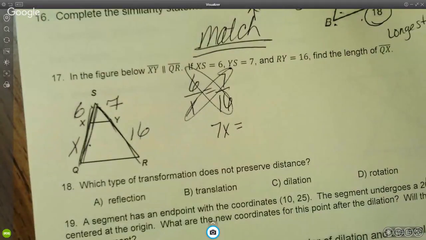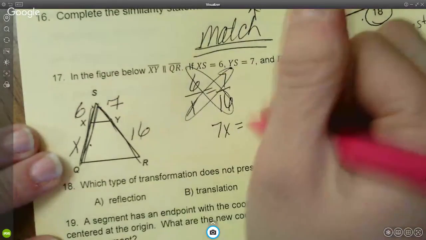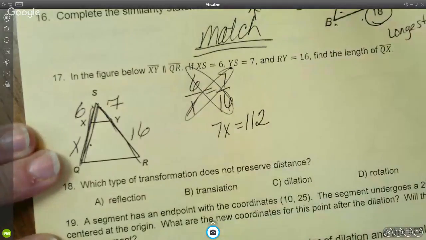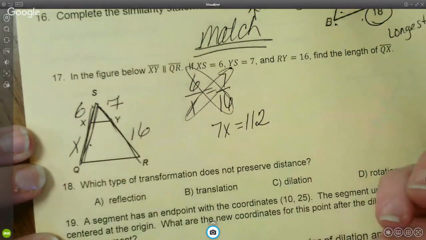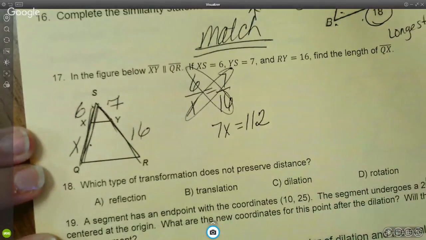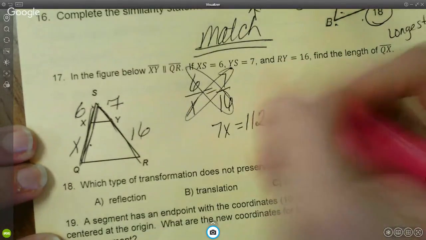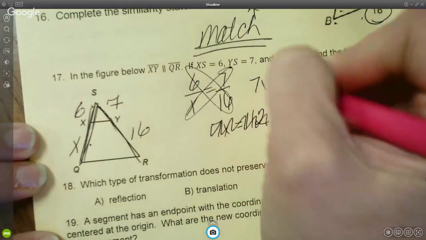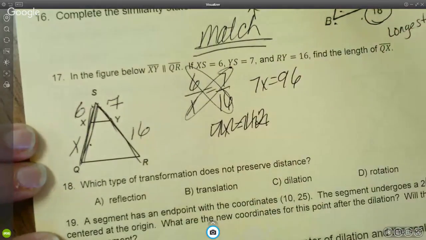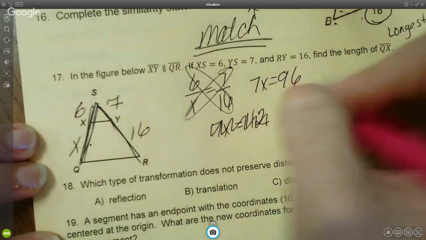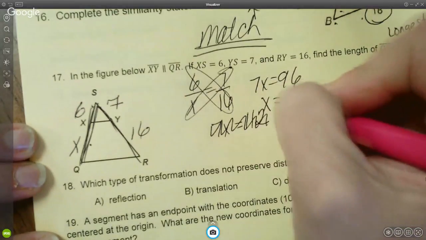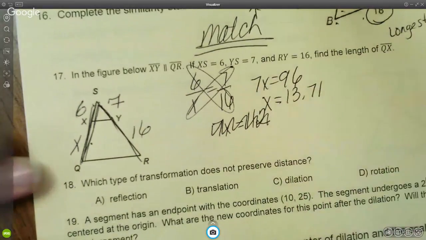Let me double check. 16 times 7. Nope, I'm glad I double checked. 112 divided by 7. Nope, what did I do wrong? That's what I did wrong. 16 times 6 is 96. I overjumped. 7x equals 96. Divide 96 by 7, and we get something ugly, which is 13.71.